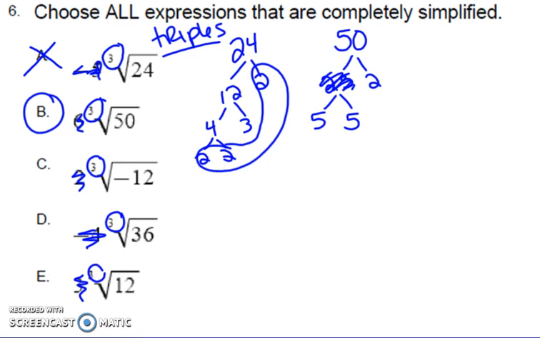Now, letter C, before we even start, we have that negative sign. That negative sign needs to always come out to start the problem. Because we're moving that negative sign out in front, it is not simplified. We don't even have to break down 12.